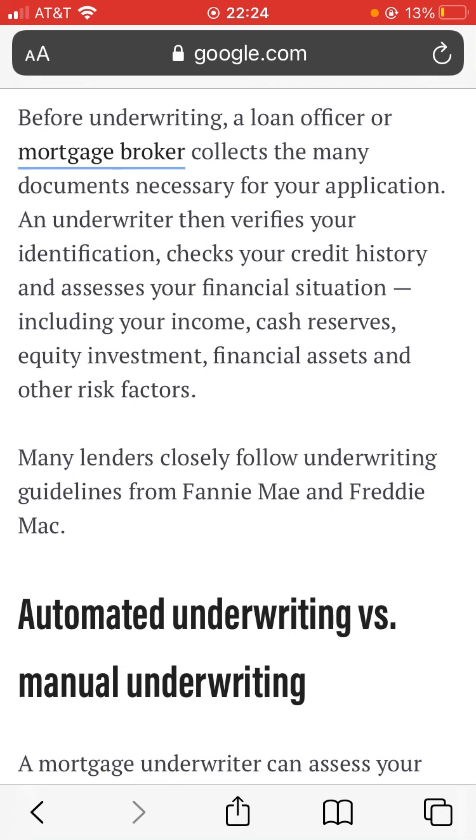Before underwriting, a loan officer or mortgage broker collects as many documents as necessary for your application. Underwriting then verifies your identification, checks your credit history, and assesses your financial situation, including your income, cash reserves, equity investment, financial assets, and other risk factors. Many lenders closely follow underwriting guidelines from Fannie Mae and Freddie Mac.